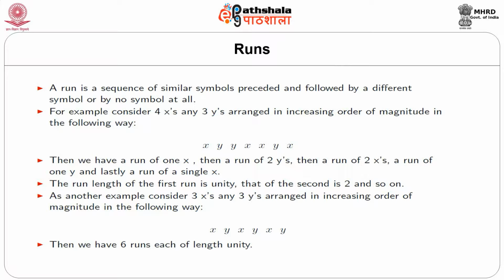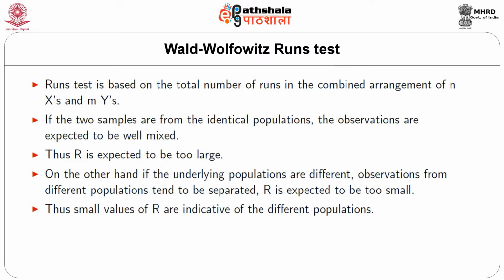As another example, consider 3 x's and 3 y's arranged in increasing order of magnitude in the following way: x, then y, then again x, then y, then again x, then y. Then we have a total of 6 runs, but each of length unity. So our test, that is Wald-Wolfowitz Runs test, is based on these runs. Runs test is based on the total number of runs in the combined arrangement of m x's and n y's.